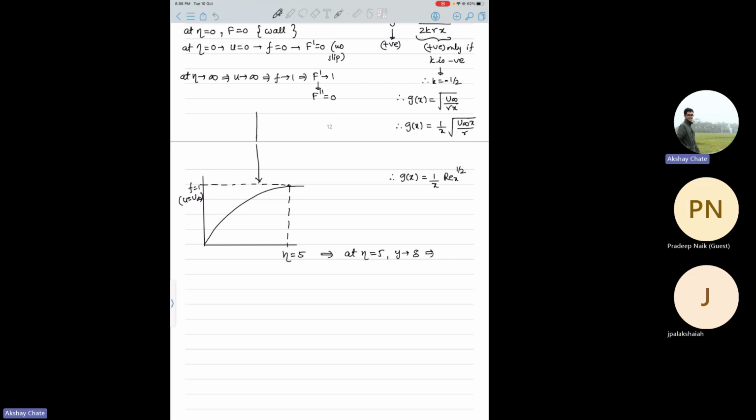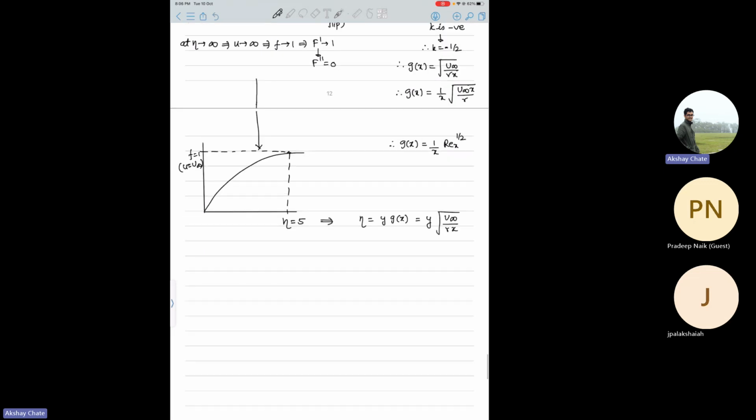Therefore, 5 is equal to, or maybe before that, what we know is eta is y into g of x. This is our first assumption, and we got g of x as u infinity by gamma x by solving the other part of this equation.